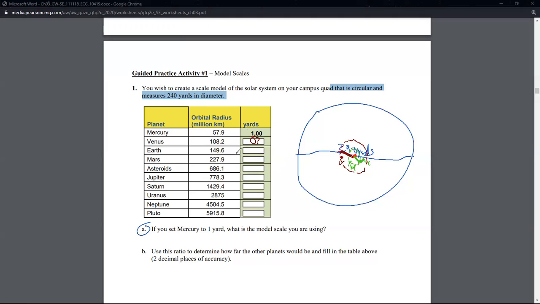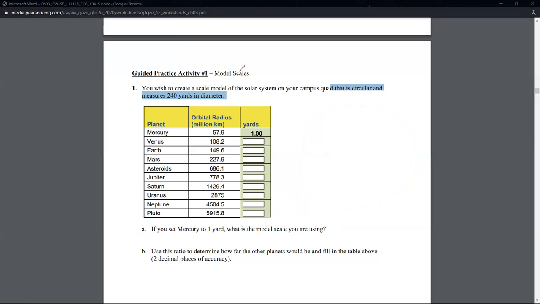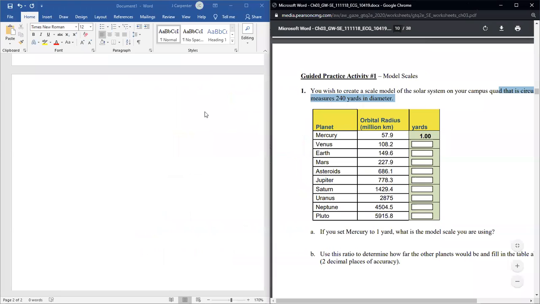Okay, so if you set Mercury to 1 yard, what is the model scale you are using? So what they're asking has everything to do with Mercury and will end up being used throughout the rest of the planets. Now, before we move on, actually, I just need to clear my screen. There we go, we're off of annotate. Okay.